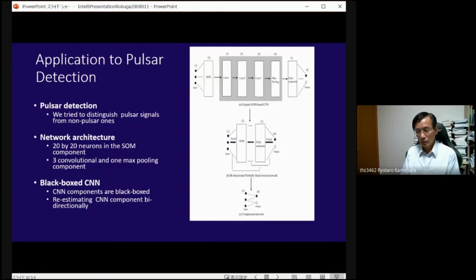So today we have one application to pulsar detection. We try to distinguish pulsar signals from non-pulsar ones. We have 20 by 20 neurons in the self-organizing map component. We have 3 convolutional and 1 max pooling component. And the CNN components are black box. We re-estimate the CNN components bidirectionally.